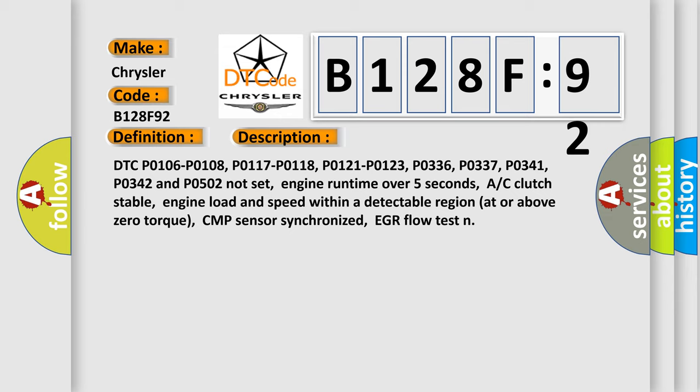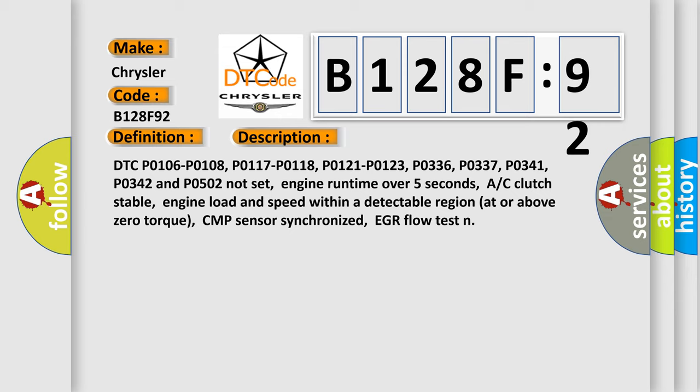DTC P0106, P0108, P0117, P0118, P0121, P0123, P0336, P0337, P0341, P0342 and P0502 not set, engine runtime over 5 seconds, AC clutch stable, engine load and speed within a detectable region at or above zero torque, CMP sensor synchronized, EGR flow test.